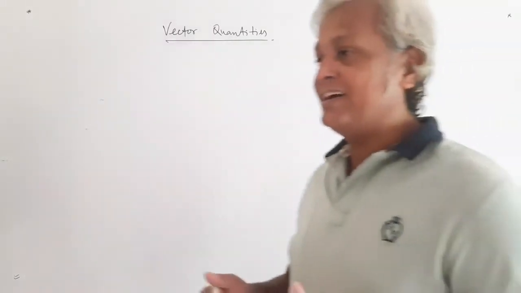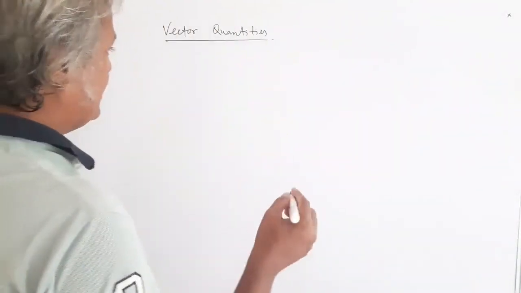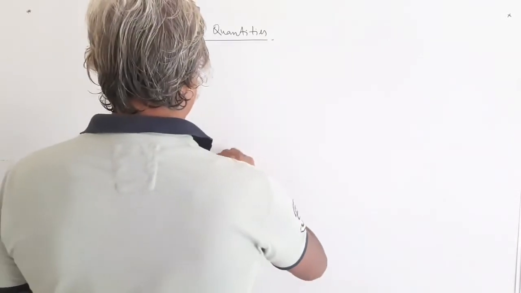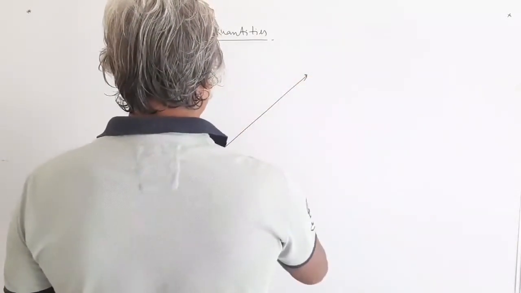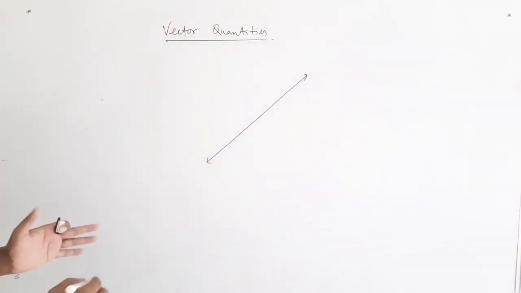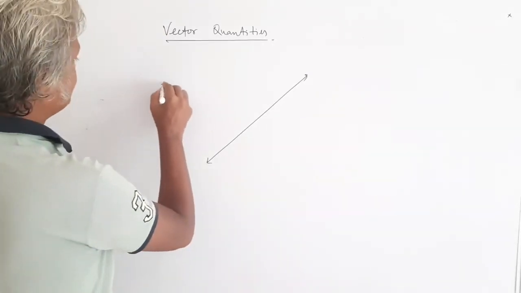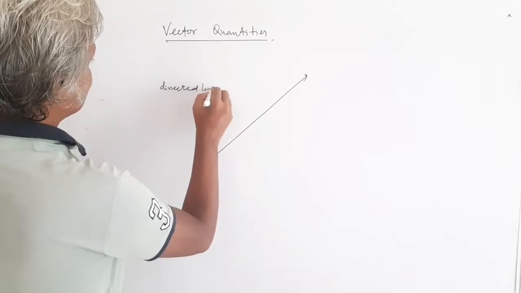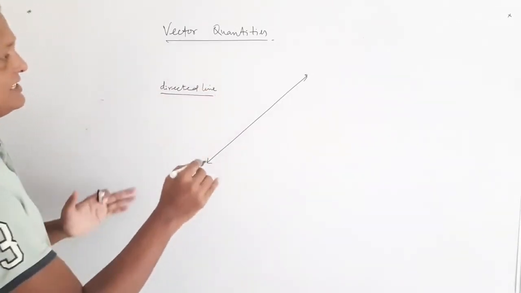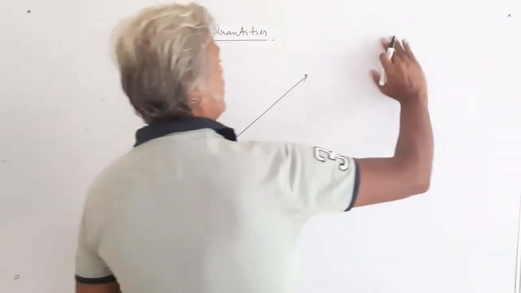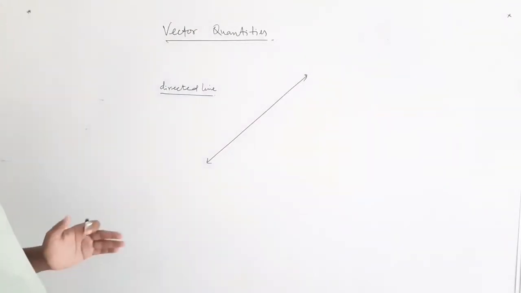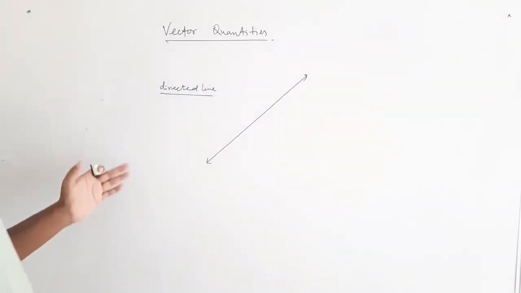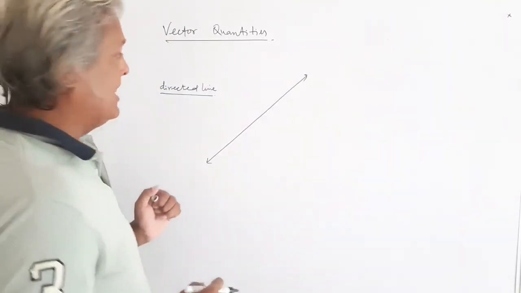First of all, how are they represented? If you pay attention to a line, this is called a directed line. Why is this called a directed line? Because it has two senses of direction, one along this and one along this. That's why this is called a directed line.